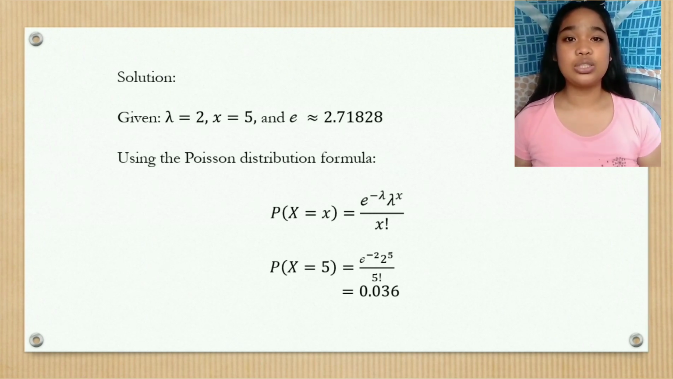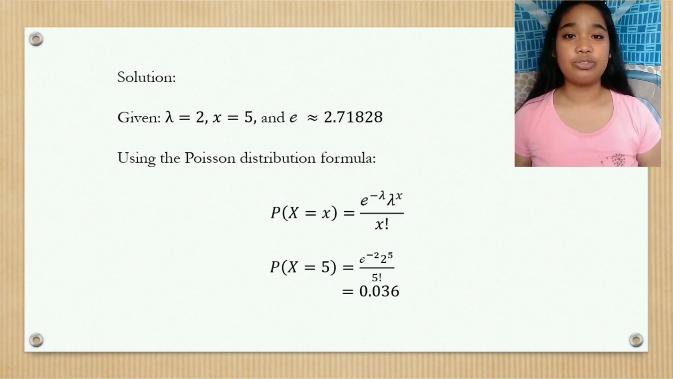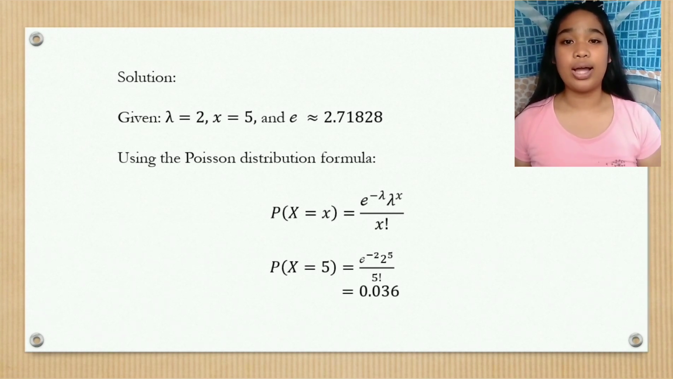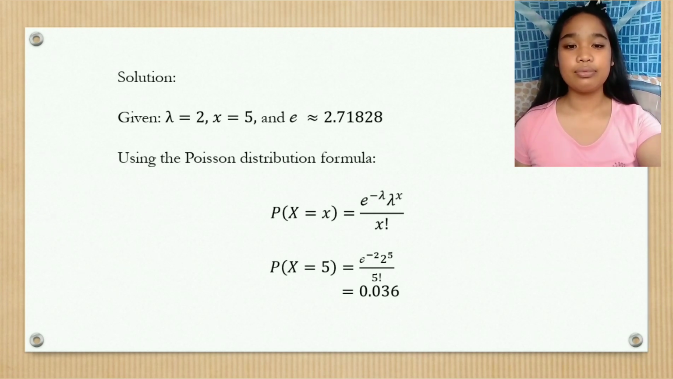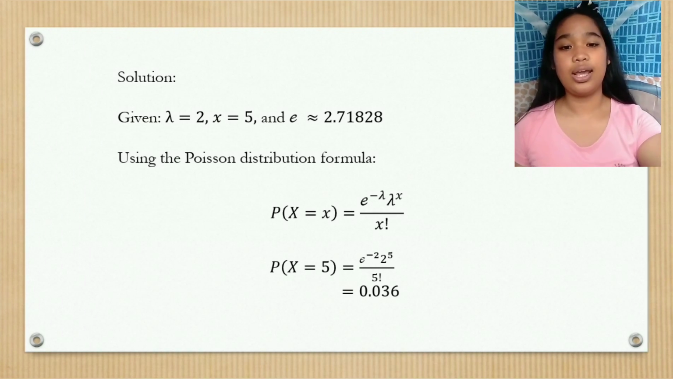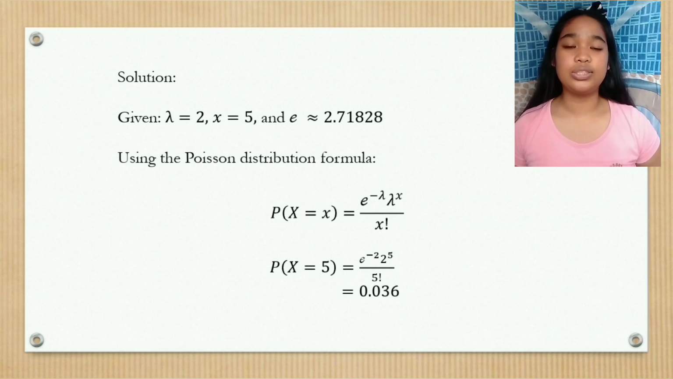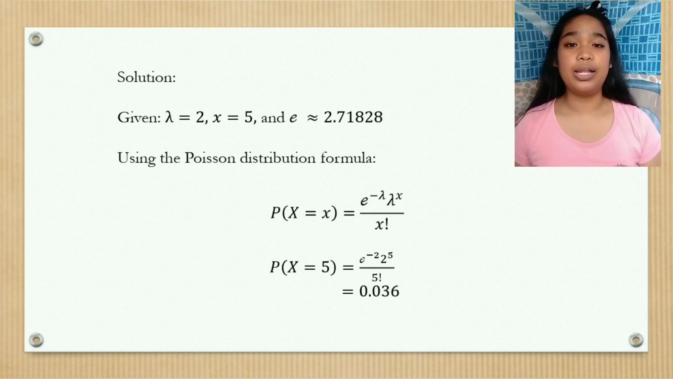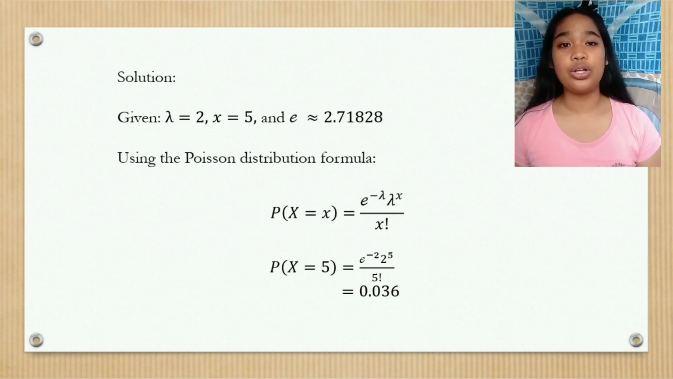e raised to negative lambda times lambda raised to x, divided by x factorial, where e is approximately 2.71828. Probability of x equals 5 equals e raised to negative 2 times 2 raised to 5, divided by 5 factorial, which equals 0.036. Therefore, the probability of arrival of 5 customers in 1 minute is 0.036.